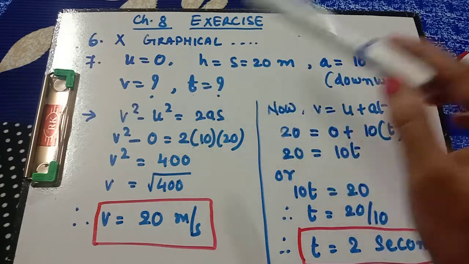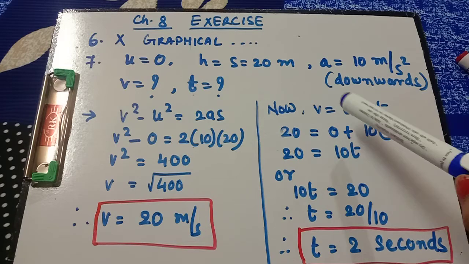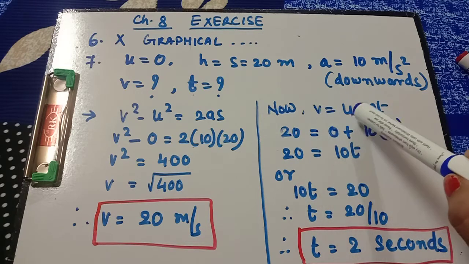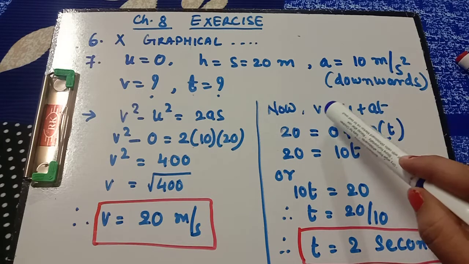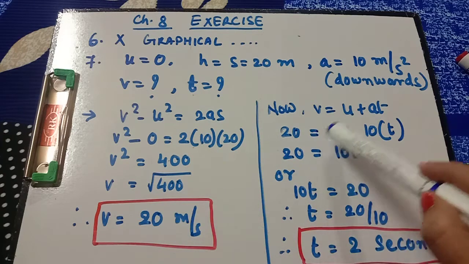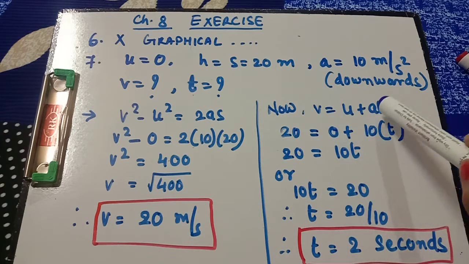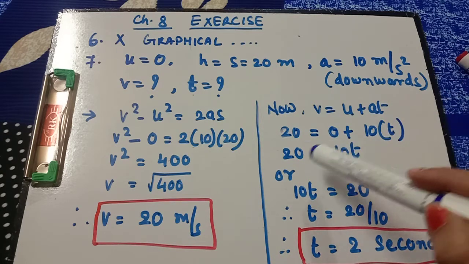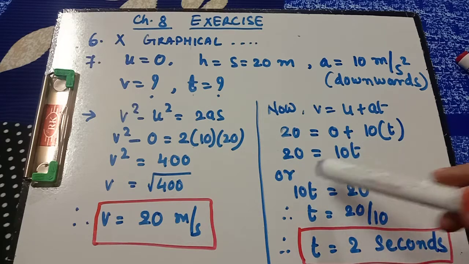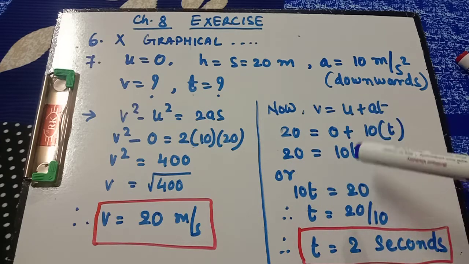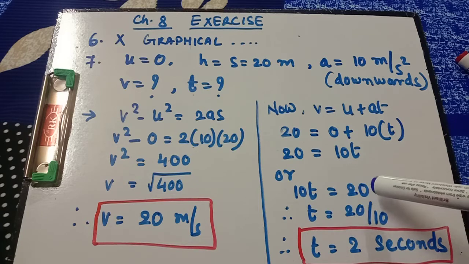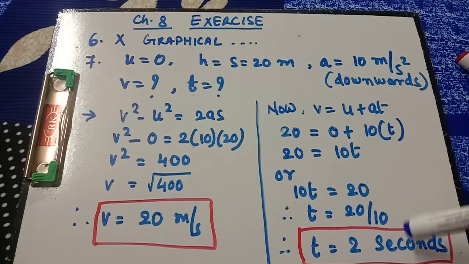Now one we got. Now we have to find out time. We have one more equation, v is equal to u plus at. What is v? 20 is equal to u, 0, plus 10, and t we have to find out. 20 is equal to 10t, or just changing the sides, 10t is equal to 20. t is equal to 20 by 10, so I will be getting t is equal to 2 seconds.